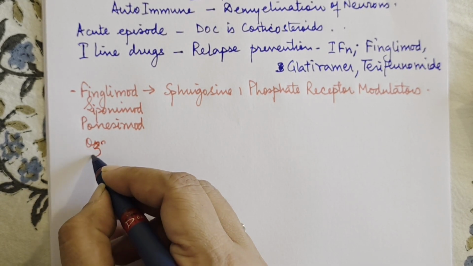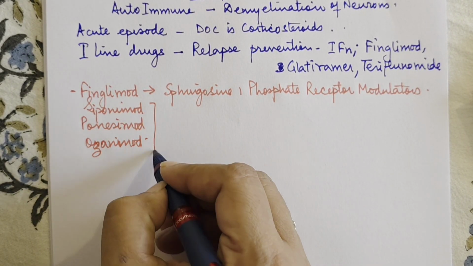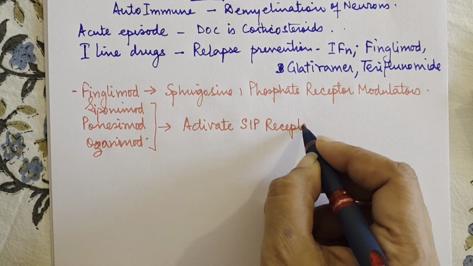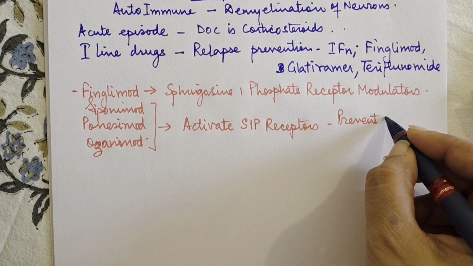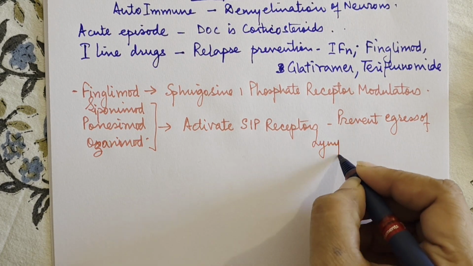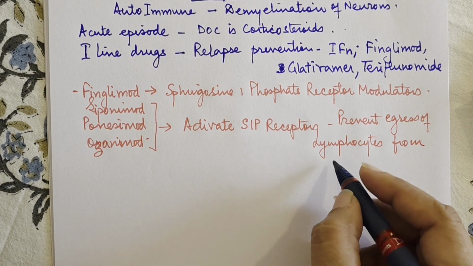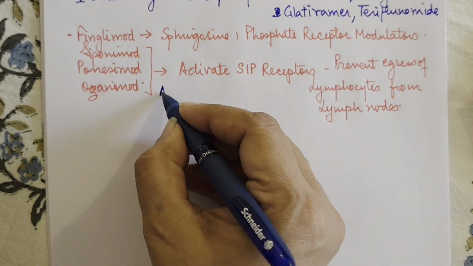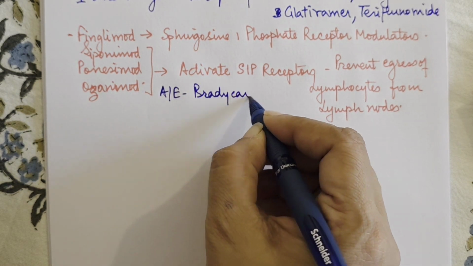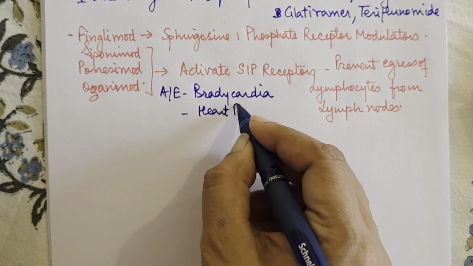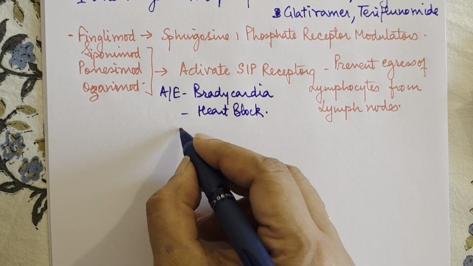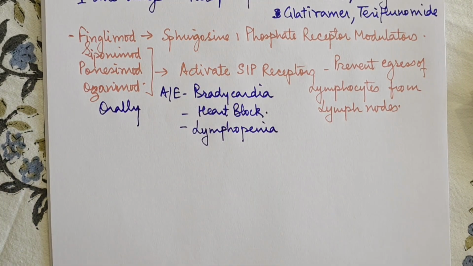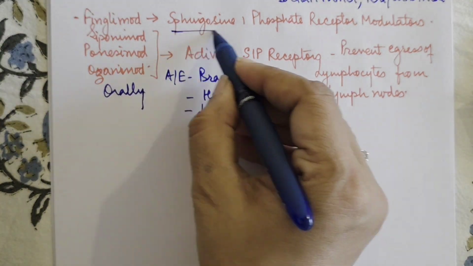Now these drugs activate or stimulate the sphingosine 1 phosphate receptors, right, and they prevent the egress of lymphocytes from lymph nodes and thus reduce the autoimmune response. Now इसके adverse effects क्या होते हैं? They cause bradycardia and can also result in heart block. So the monitoring of the heart is continuously required. Fingolimod is also associated with lymphopenia. They can be given orally, right? So these are the drugs, fingolimod, which are sphingosine 1 phosphate receptor modulators.